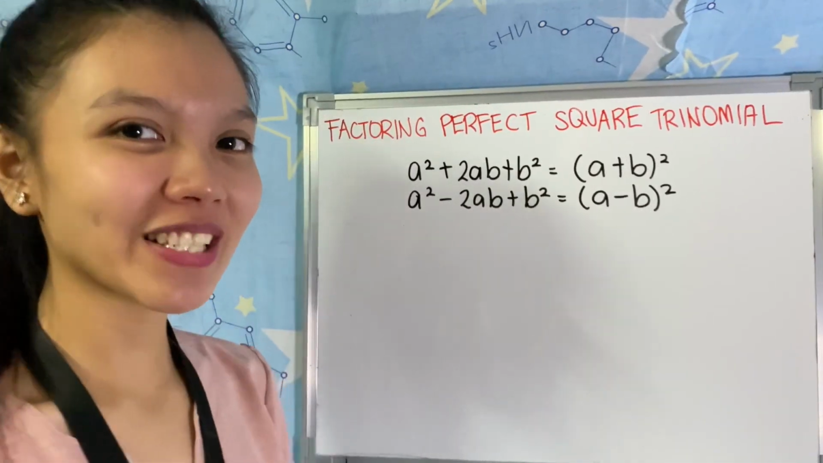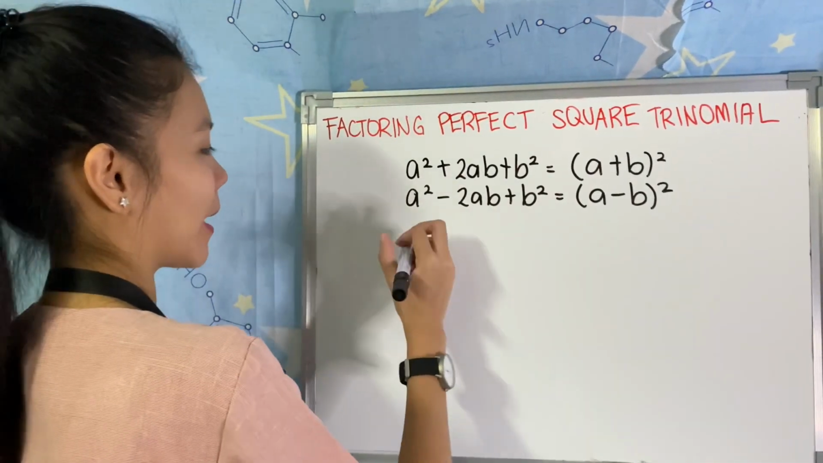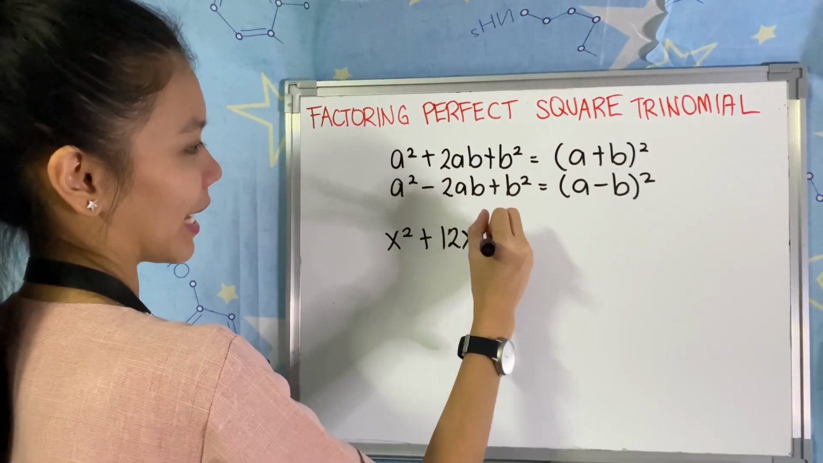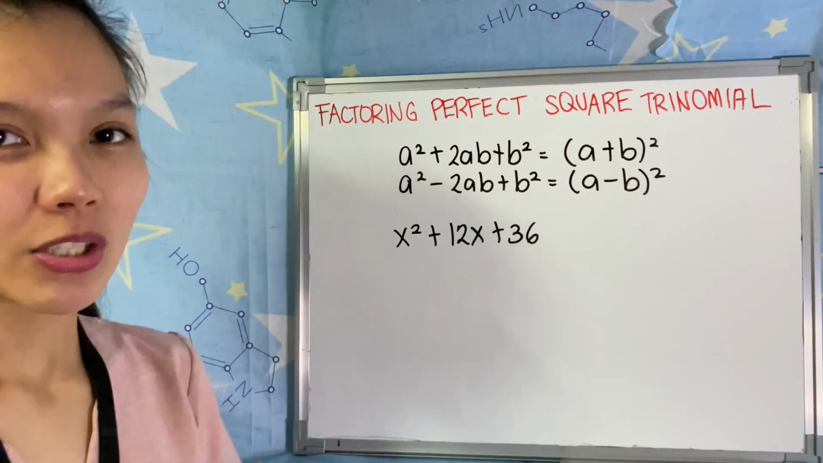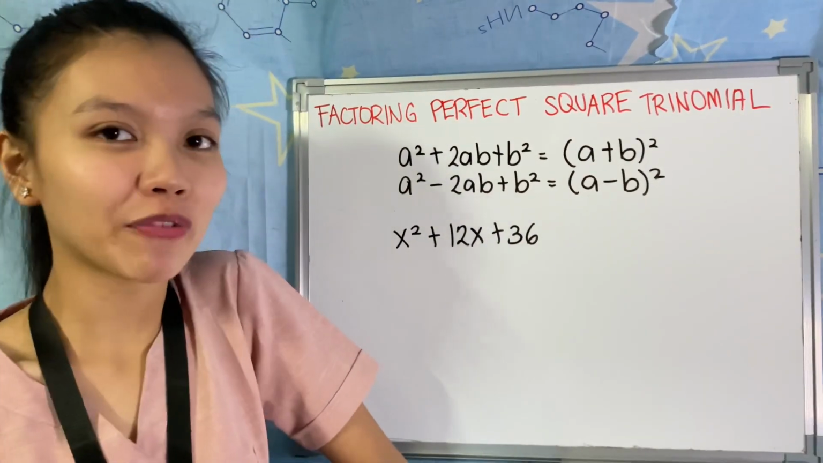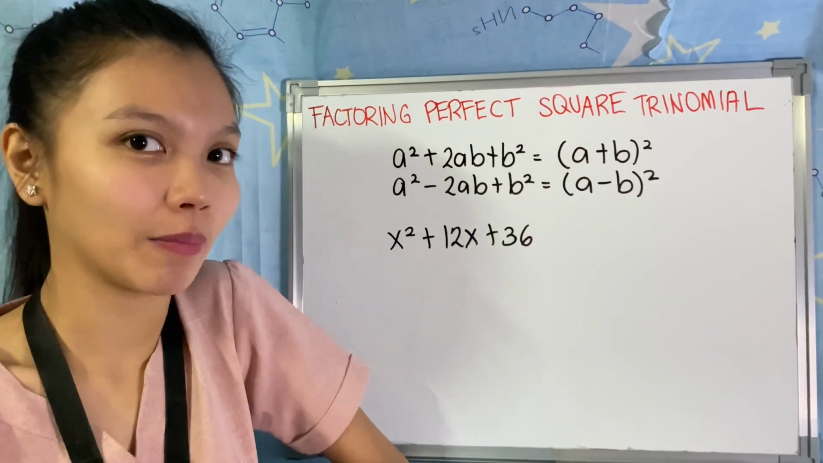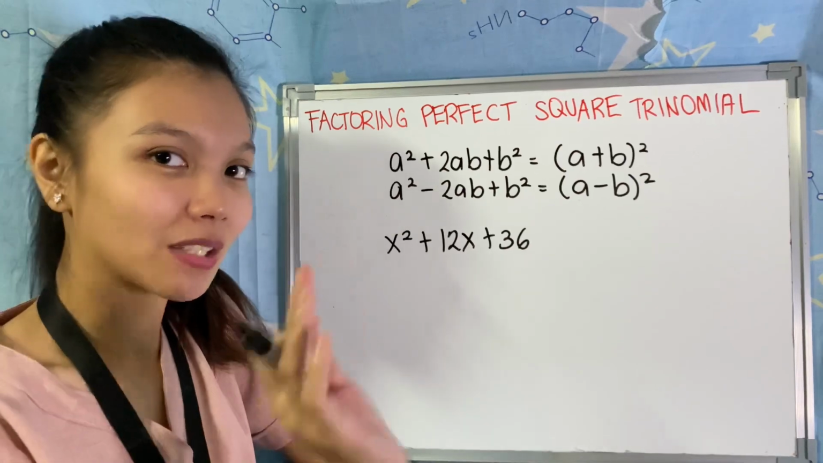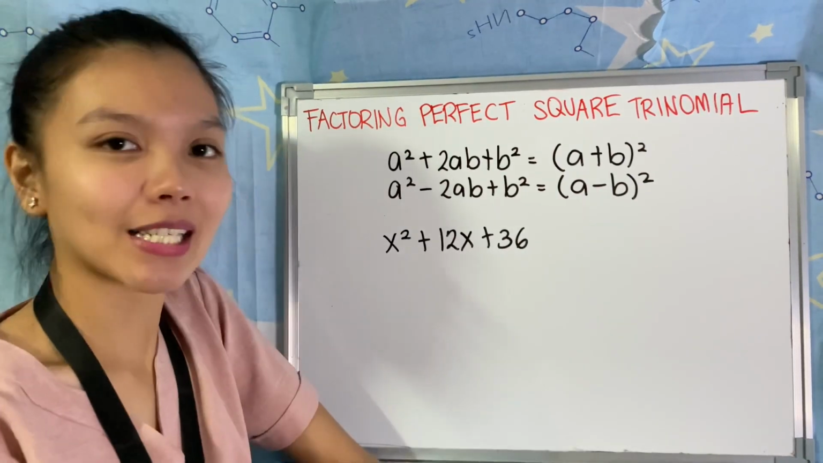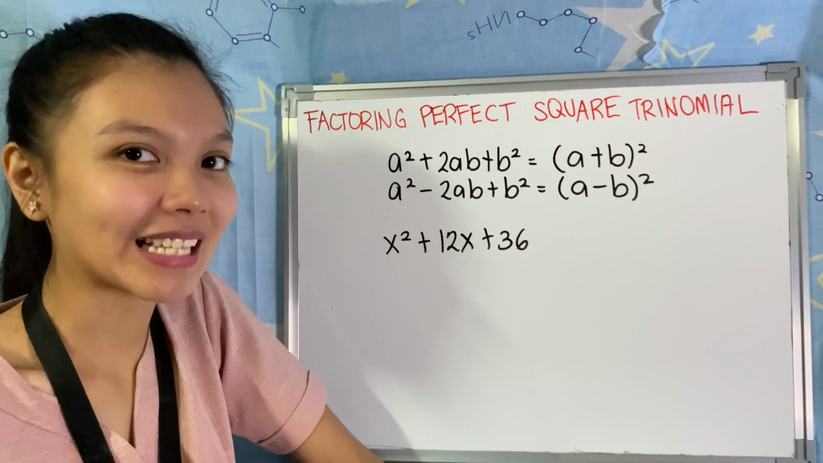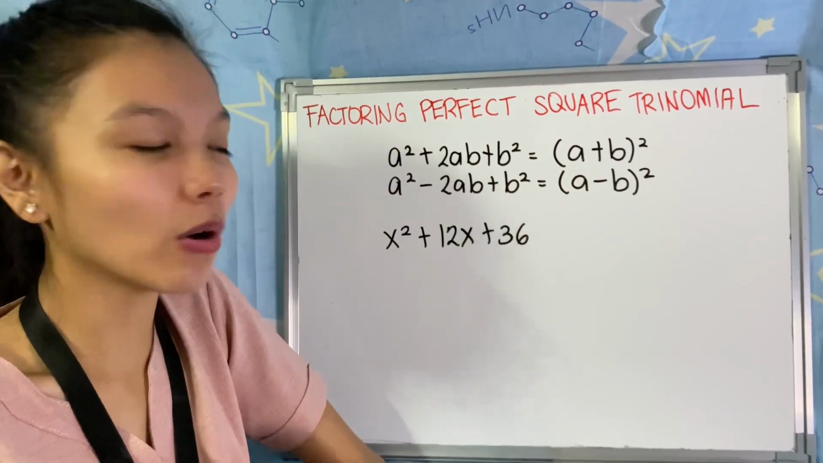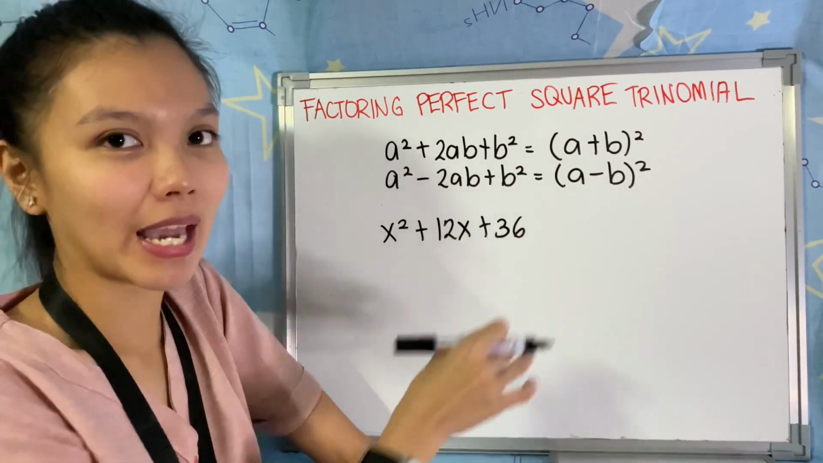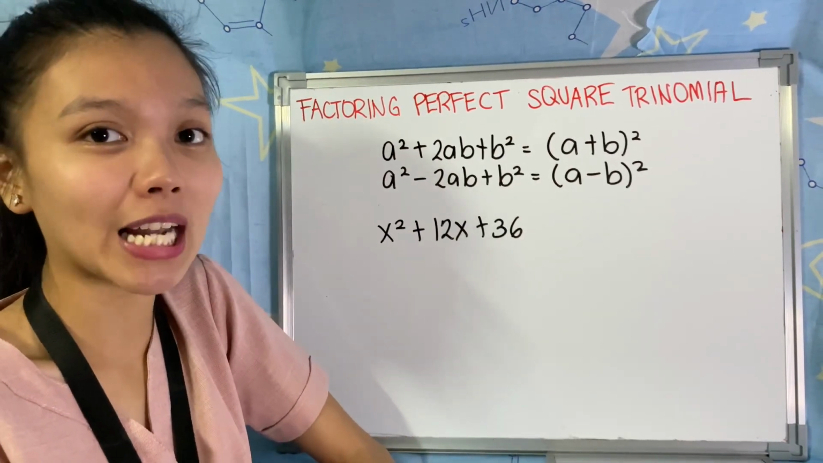Okay, so for the first example, we have x squared plus 12x plus 36. Syempre, i-check muna natin kung perfect square ba yung first and last term. So, is x squared the perfect square? Yes, and that is x raised to 2. How about 36? Is it a perfect square? Yes, that is 6 squared. And then, look at the middle term. Check if it is twice the product of first and second term, yung kanilang square root.